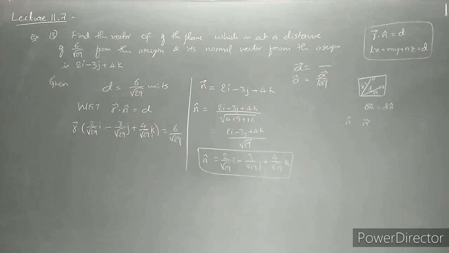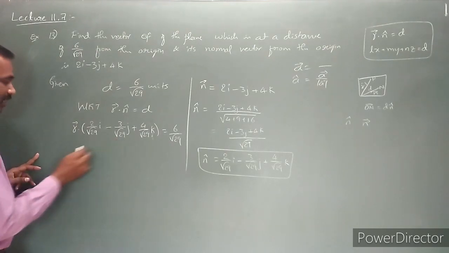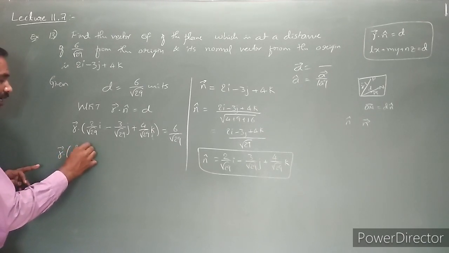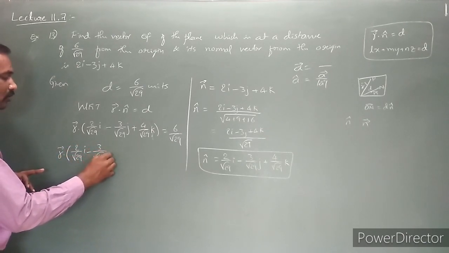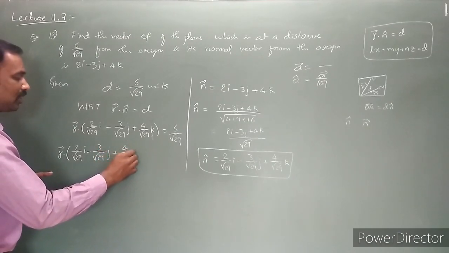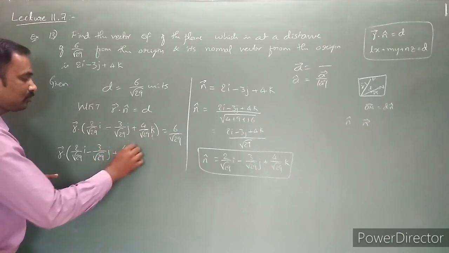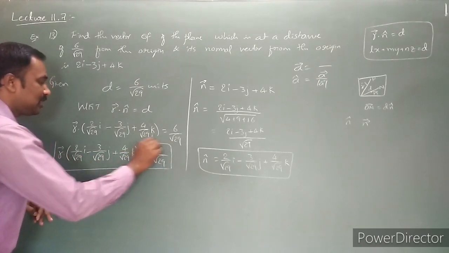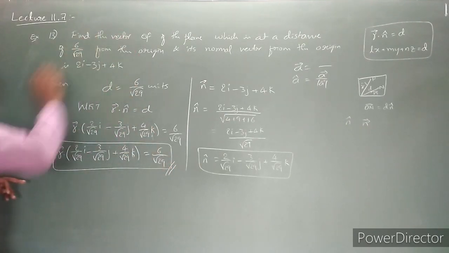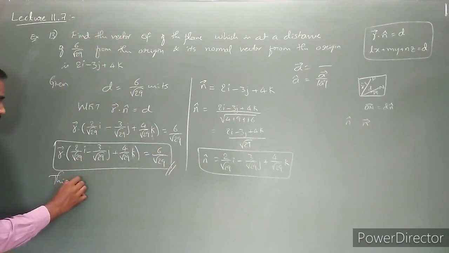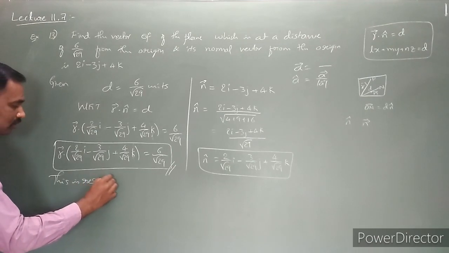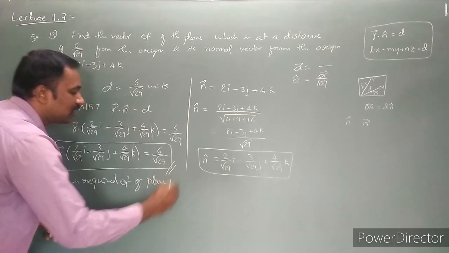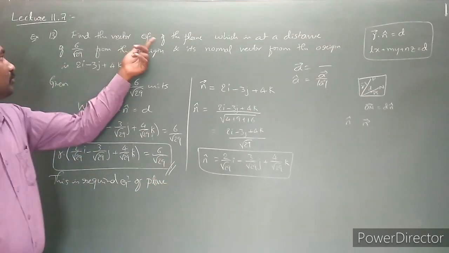Now simplify that one. Is it possible to simplify or is keep as it is? What is the final value? R dot 2 divided by root 29 i minus 3 divided by root 29 j plus 4 divided by root 29 k is equal to 6 divided by root of 29. This is the required equation of the plane in vector form.